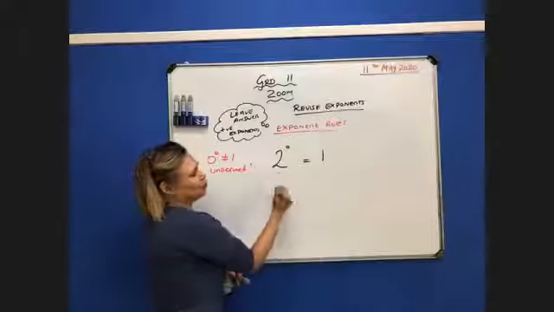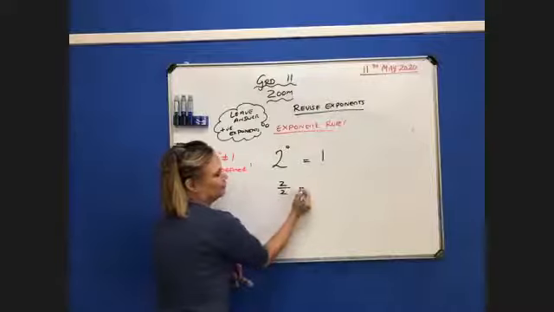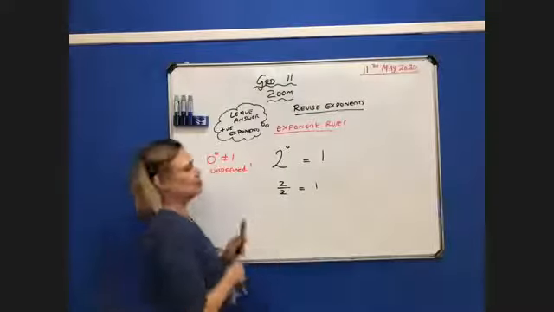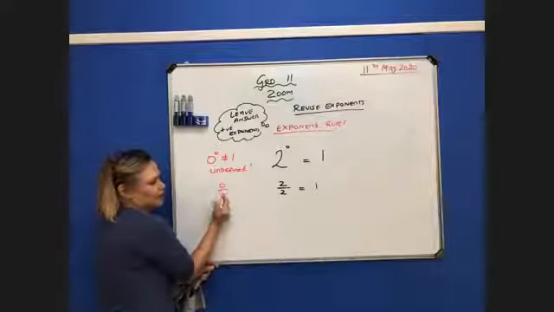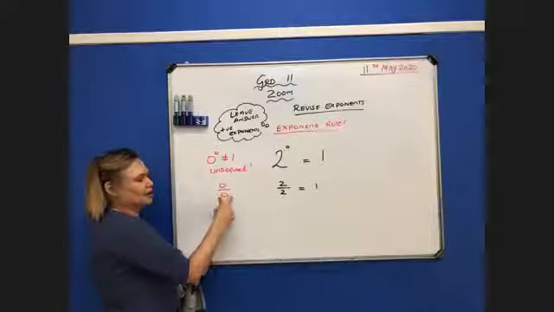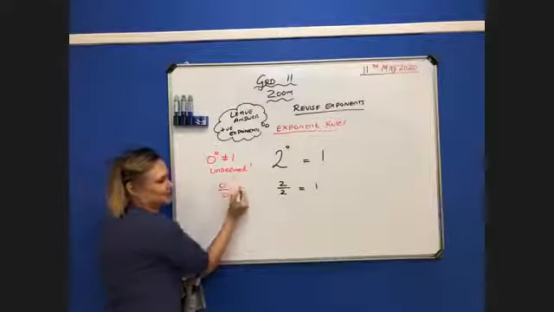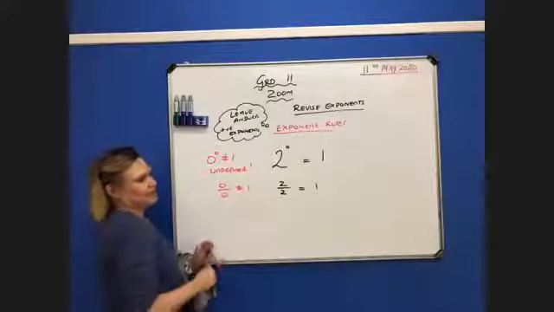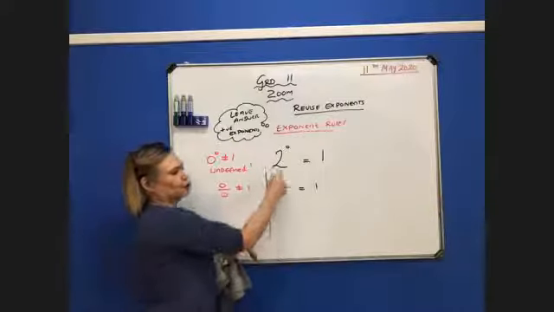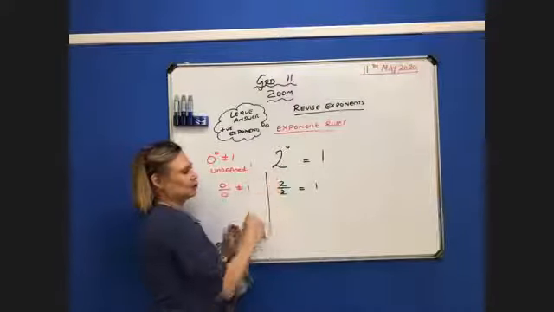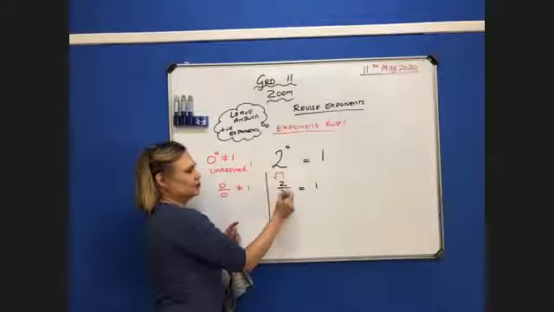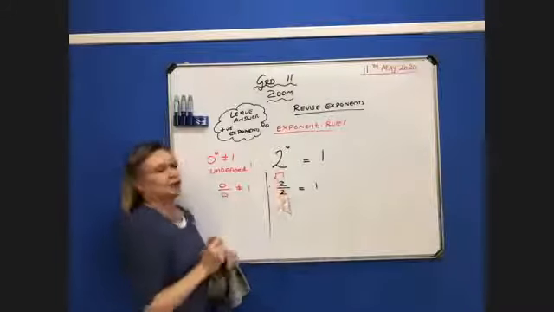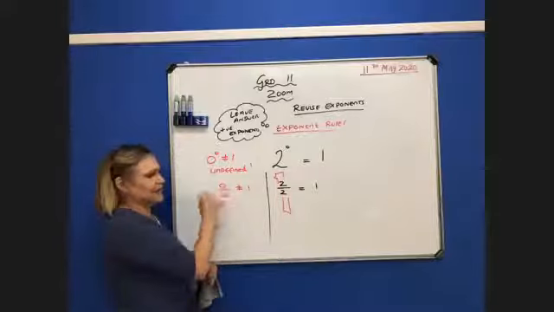Do you all agree that any number over itself is 1? There's only one exception, and that is 0 divided by 0. Because you can't divide by 0, it's undefined. So that's the only value that is not 1. Let's stick with 2 divided by 2 is 1. Do we all agree? I'll even draw you a ghost 1 so that you agree. It's visual. Any number over itself, except for that, is 1.